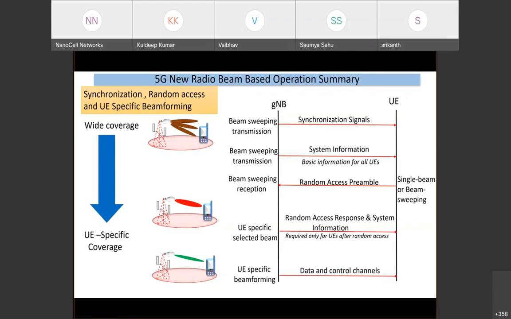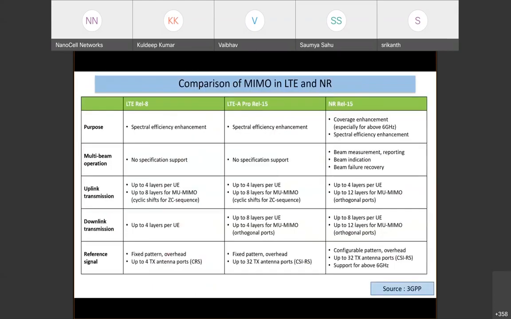So in the last 10 or so minutes that I have, this is of course the first level comparison given by 3GPP between LTE and NR MIMO. Let me focus on certain important points. Remember that in LTE, spectral efficiency was the only target, but in the case of NR, not only enhanced spectral efficiency, but also FR2 coverage. And that gave rise to all these beam-based processes that we talked about. This is the interesting new stuff, especially for FR2.